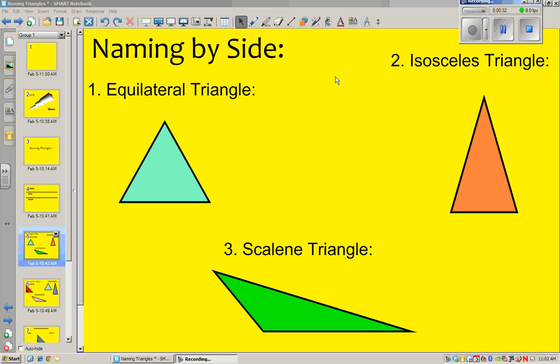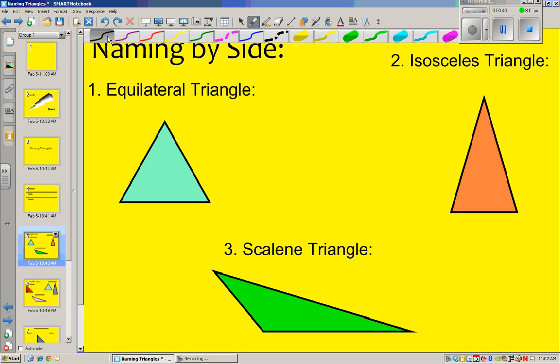Let's start with naming by side. There are three names that you can give to a triangle when naming by side. The first name is equilateral triangle. Equilateral triangles have all sides the same length. So if I use tick marks, I can indicate that these are all the same. Any side that has a single tick mark is the same size. So this triangle has all three sides the same length.